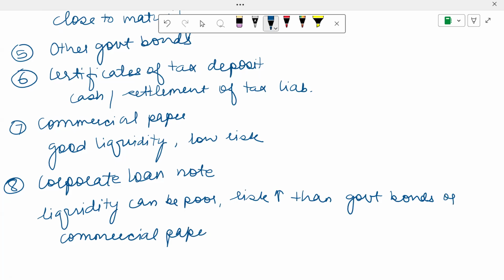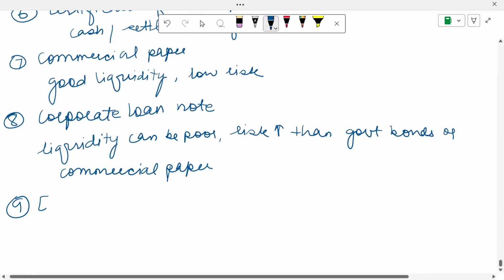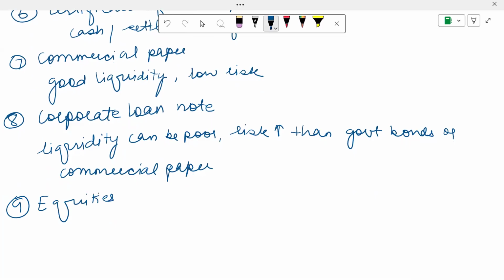All right. So the last source that we talk about is going to be equities. So investing short-term surpluses in the equity markets or the stock markets is not recommended. Why? Because these are of high risk. All right. So these are the places in which businesses can invest their short-term surpluses.